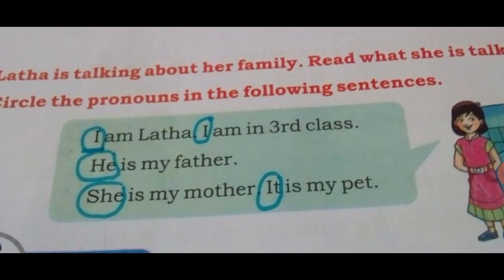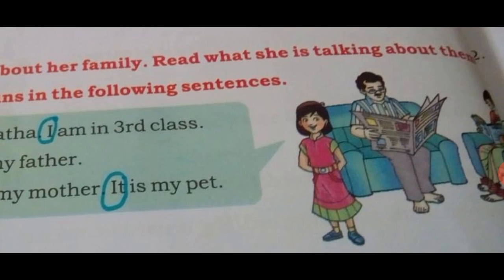Okay, next one. Lata is talking about her family. Read what she is saying about them. Circle the pronouns in the following sentences. All of you see the picture given here. You can find one girl, one lady and a gent. They have a puppy in that picture. So this girl is Lata. She is talking about her family. Let's see who Lata is and what she does.